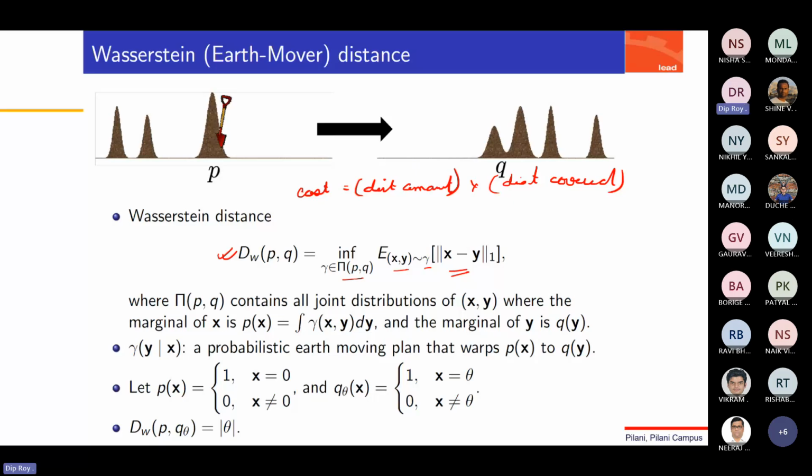Okay. So now your gamma y given x is a probabilistic earth moving plan that maps P of x to Q of y. And now you see one particular nice thing happening is that in case of disjoint support, this particular thing does not fall flat. So this is essentially your earth mover distance, or your Wasserstein distance.